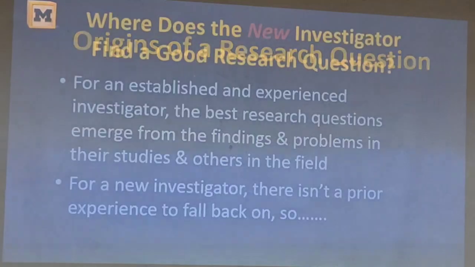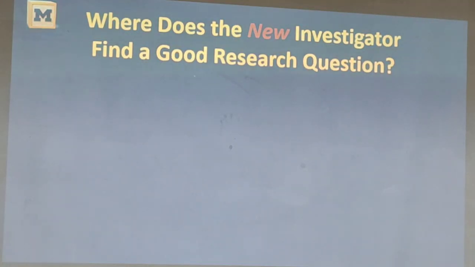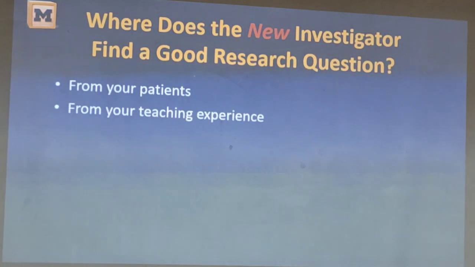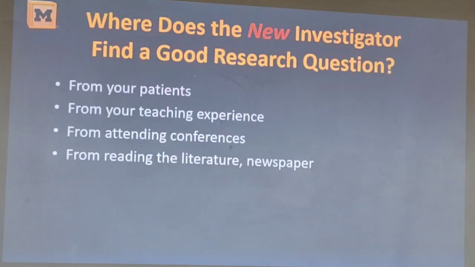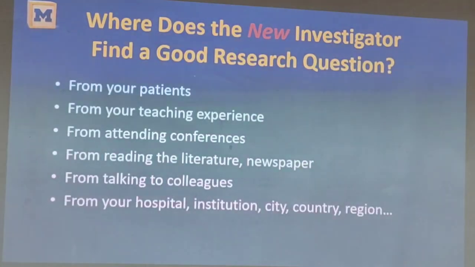But how about if you're a new and young investigator, and you don't know where to get the ideas? When I started, I got it from my patients. I walked into the University of Michigan, I was in another institution before. I went in, and the CF patients were not given vitamins. And immediately I'm like, wait, but the other center I came from, all the patients were on vitamins for CF. So that was my second research project that I did, so it came from my patients.